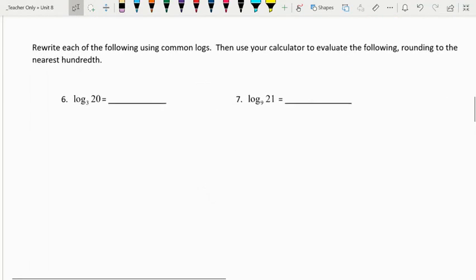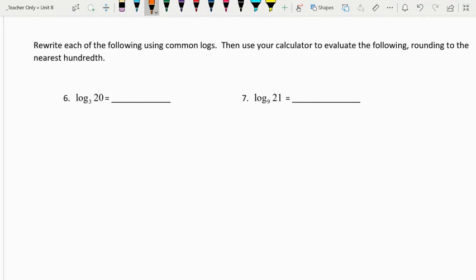Now for these, you have to rewrite first and then you can use your calculator. So for this, you would say log 20 over log 3. If you type that into your calculator, you end up getting 2.7, and it says nearest hundredth again, so this would be 2.73. A lot of times it says 10,000th, which would be 4 decimal places. The next one would be log 21 over log 9. You do need to remember how to rewrite these, because part of your points for this problem is to rewrite it.